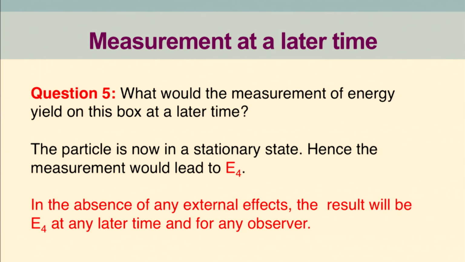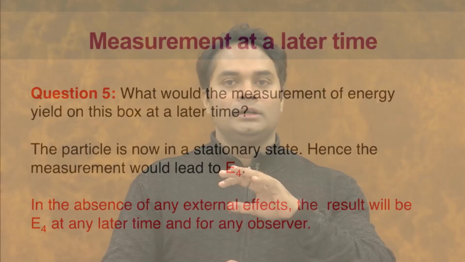In fact, in the absence of any external effects, if I don't disturb or perturb the system after my first act of measurement, the result will remain the same, which is E4, at any later point of time and for any observer. So if I don't disturb the system too much, it will remain in that state. However, if I disturb the system a little bit and then measure again at a later point of time, it can be found to be in a different energy state.